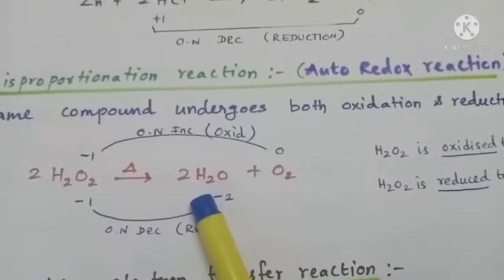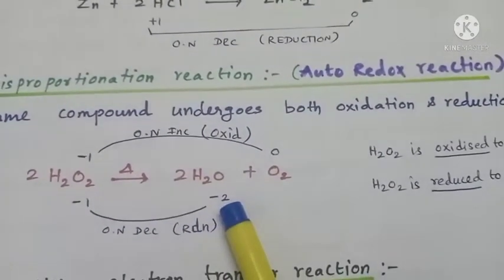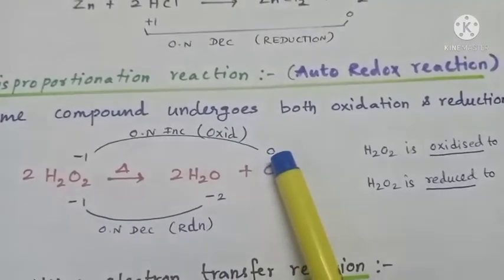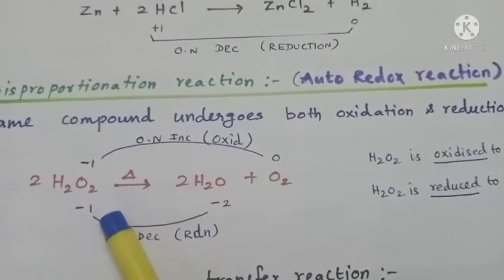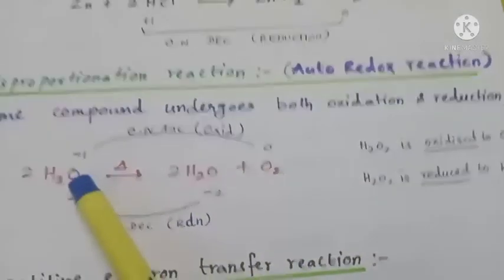Right. Now on the right side, in water the oxidation state of oxygen is -2, whereas in O2 it is in uncombined state, so its oxidation number is 0. But now you can see the oxidation number of oxygen changes from -1 to 0, -1 to 0.